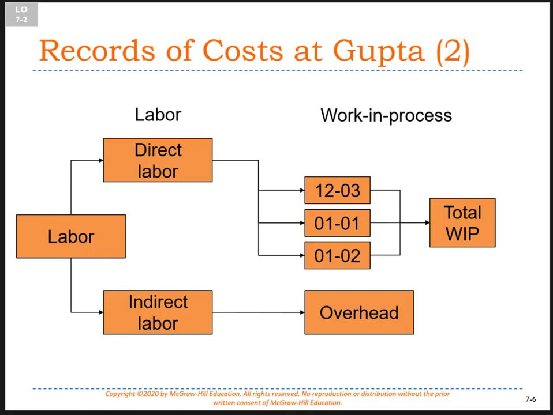Same thing about labor. Direct labor are the people we can specifically say are working on that job. And they're filling out a time card, whether that's electronic or however they're doing it, may be completely automated, but they still have to indicate what job they're working on. If they are doing maintenance or supervision, and we can't trace that, that's indirect labor, and that's going to go into overhead.